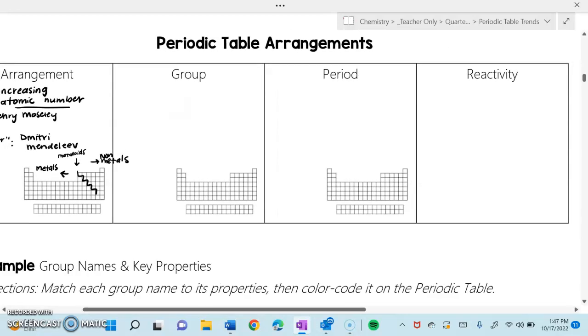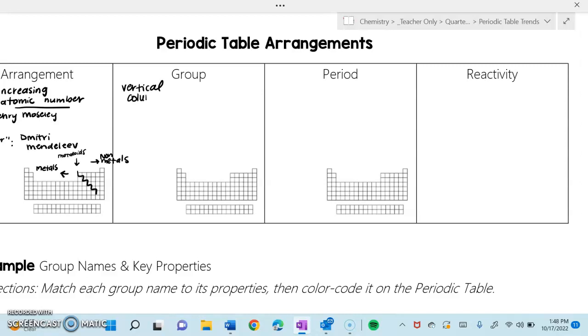Next, we're going to look at groups and periods. Groups are the vertical columns on the periodic table, and periods are the horizontal rows. Each of them represents a different property for the elements in that column or row. So first, vertical columns. There are 18 columns on the periodic table, and in each column, those elements have the same number of valence electrons.